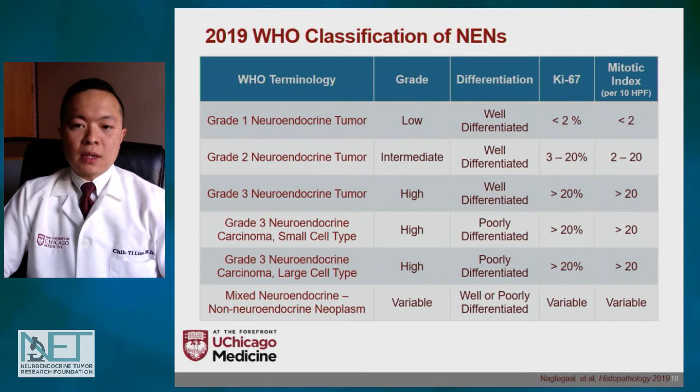But as you can see on the left-hand column, there are the grade 1, grade 2, and grade 3 neuroendocrine tumors. There are the grade 3 neuroendocrine carcinomas, which include small cell type and large cell type. And finally, there's an entity called mixed neuroendocrine and non-neuroendocrine neoplasm. In general, the tumors that are well differentiated are termed neuroendocrine tumors. On the other hand, the tumors that are poorly differentiated are termed neuroendocrine carcinomas.